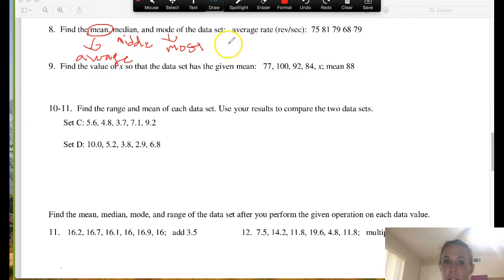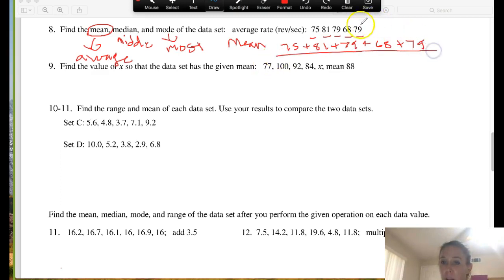So if we want to first find the mean, I have to add up my data set numbers. So I'm going to add these all up, 75 plus 81 plus 79 plus 68 plus 79, and divide by the number of data values. 1, 2, 3, 4, 5. There are 5 of them. So just go ahead and do this on a calculator. Add these up and divide by 5. So if this was an average, you should get 76.4.